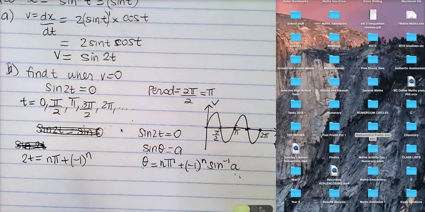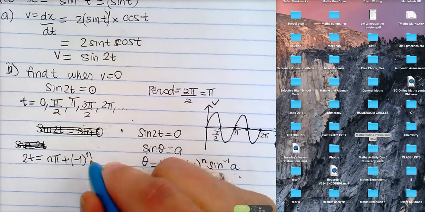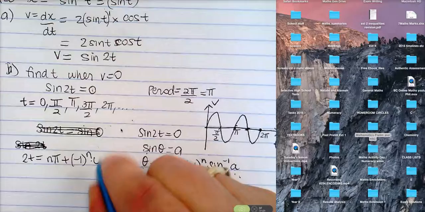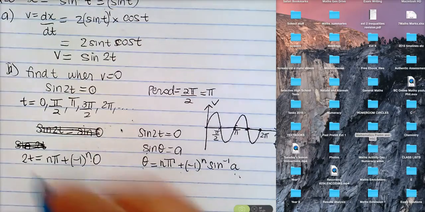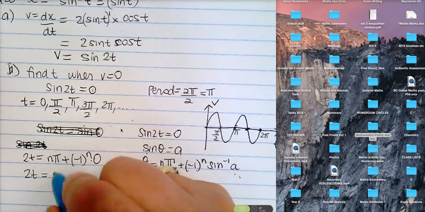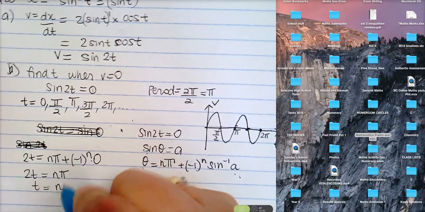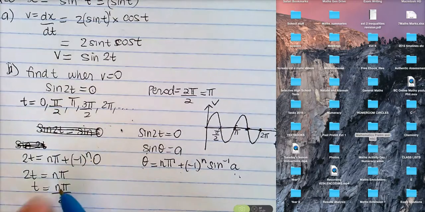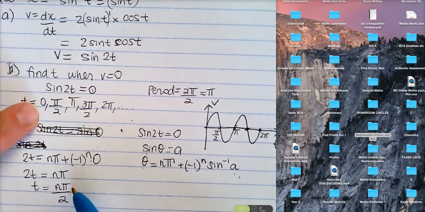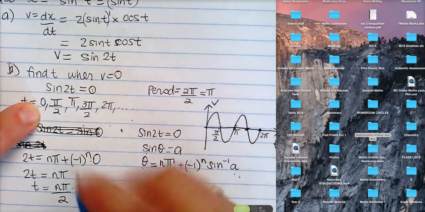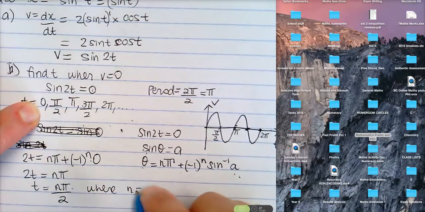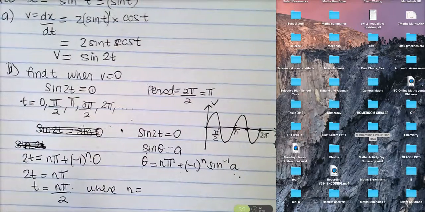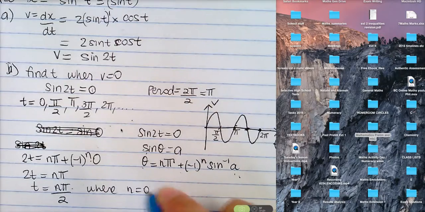Sine of what is 0? That's what it's asking. Times 0. Well, you're lucky. We've lost that. So therefore 2t is n pi. So t is n pi over 2. Now, we probably could have seen that there. Because when n is 0, look what you get. I wouldn't be putting plus or minus 1 because there's no negative time. Where n is 0, 1, 2, 3, and so on.